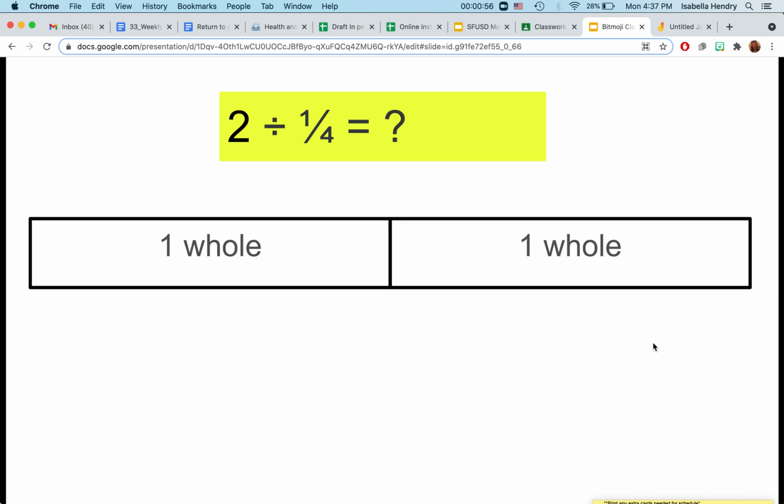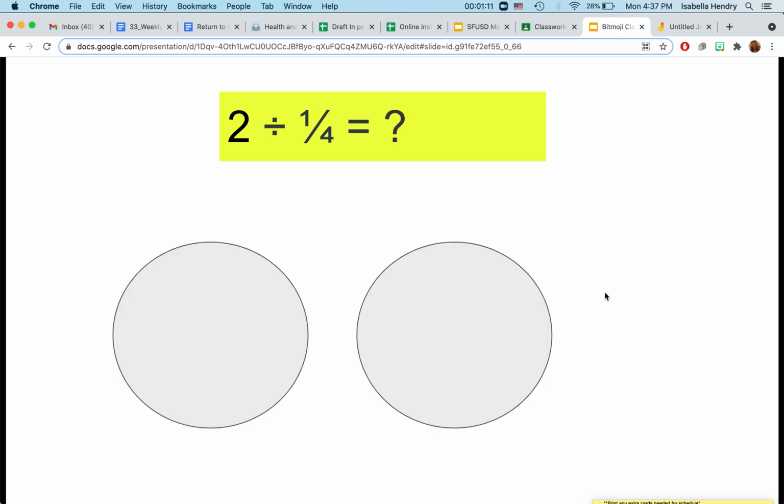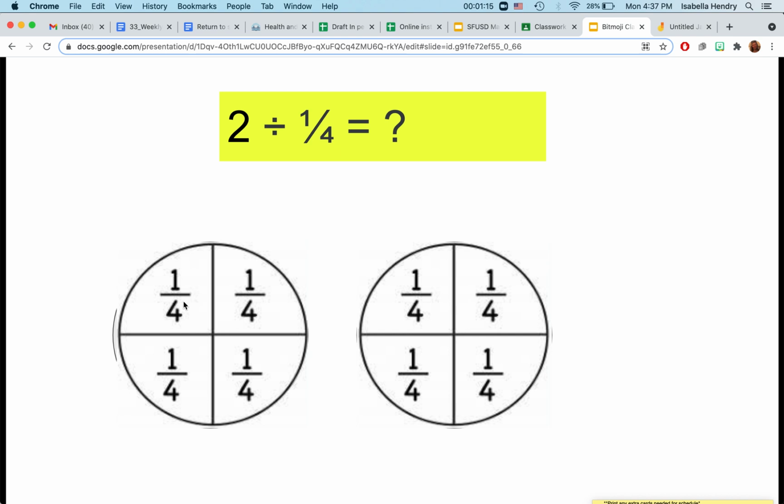Or let's say I did it with a tape diagram. I have my 2 wholes and I want to know how many 1/4s fit in that, and I can find out that 8 1/4s fit inside of that. Same thing with circles. I start with 2 circles and I can see that 1, 2, 3, 4, 5, 6, 7, 8 1/4s fit in those 2 circles.